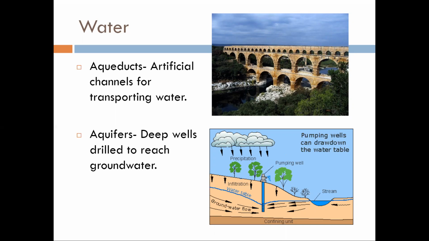Our second term, aquifers, they're deep wells drilled to reach groundwater, okay. So groundwater, deep within earth, right? We need to access that. Okay, that's where we get most of the water we use from. Okay, so it's a deep well drilled to reach that groundwater. Okay, so again, aqueducts and aquifers. Those are our two key terms I want us to know when we're talking about water.